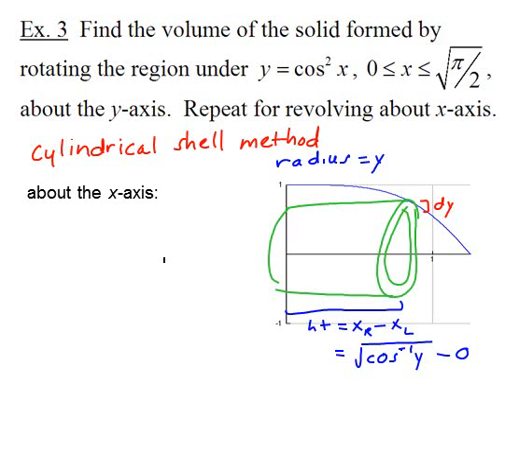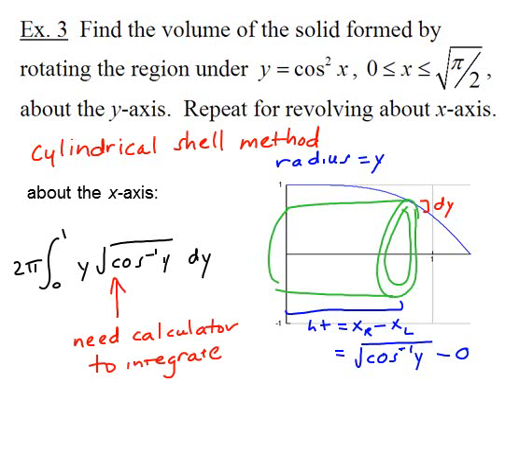And using 2 pi times radius times height, we get the volume to be 2 pi times the integral from y equals 0 to y equals 1 of y times the square root of inverse cosine of y dy. This again gives us something we don't know how to integrate without a calculator. So if we saw this problem again later in the year, we would choose to set this one up using disks if we had to do this again without a calculator, because we would eventually be able to integrate this one later on in the unit.